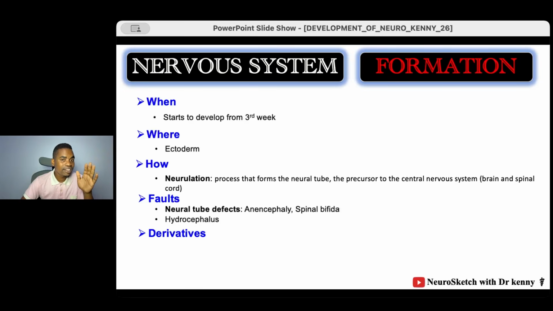And what are the derivatives? What do you want to achieve? The central nervous system will give rise to the brain and the spinal cord. And as part of the brain, you have the forebrain, diencephalon, brainstem, and cerebellum. These are the main parts of the brain. And you also have the spinal cord.